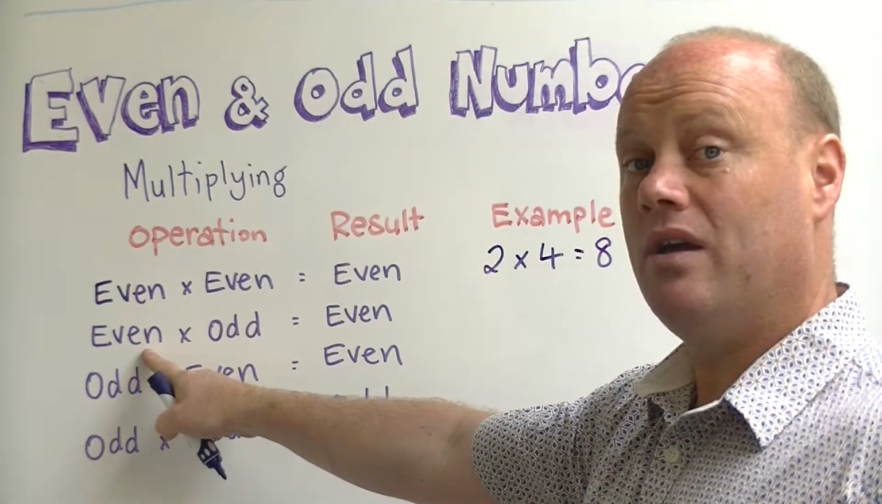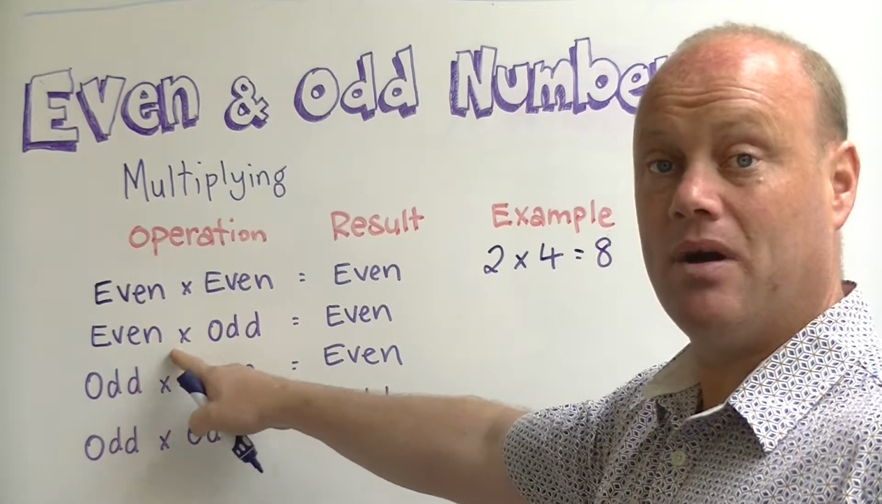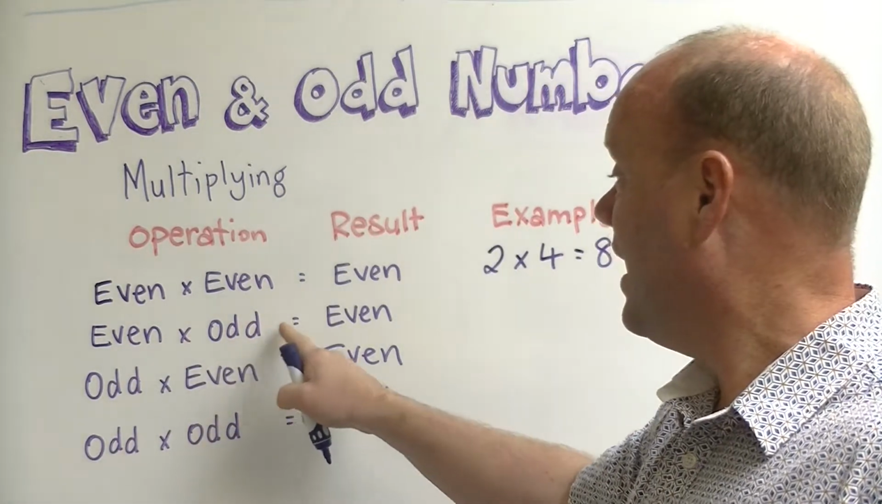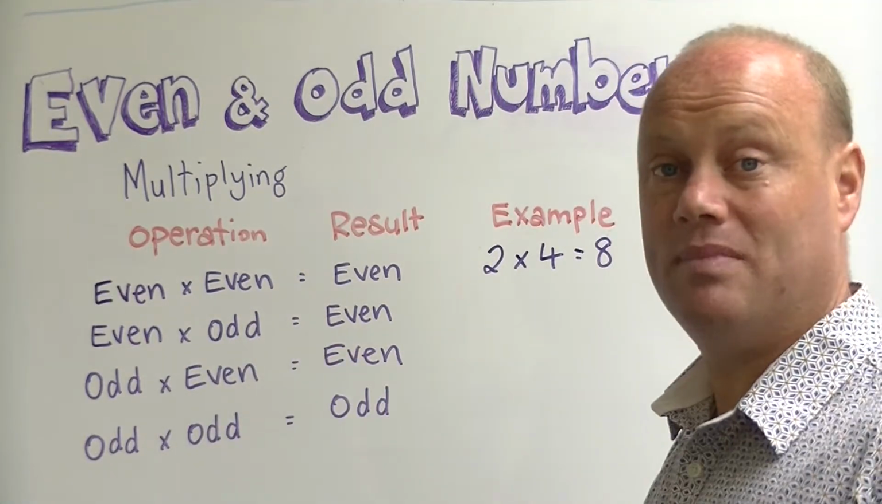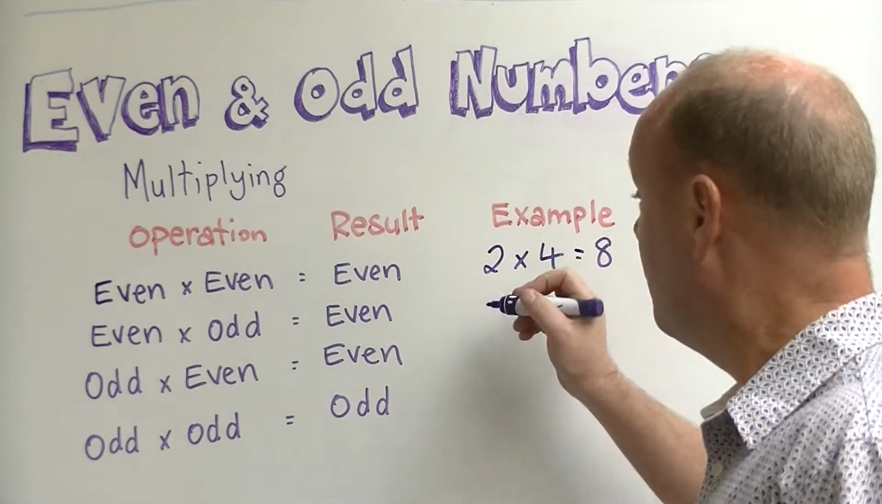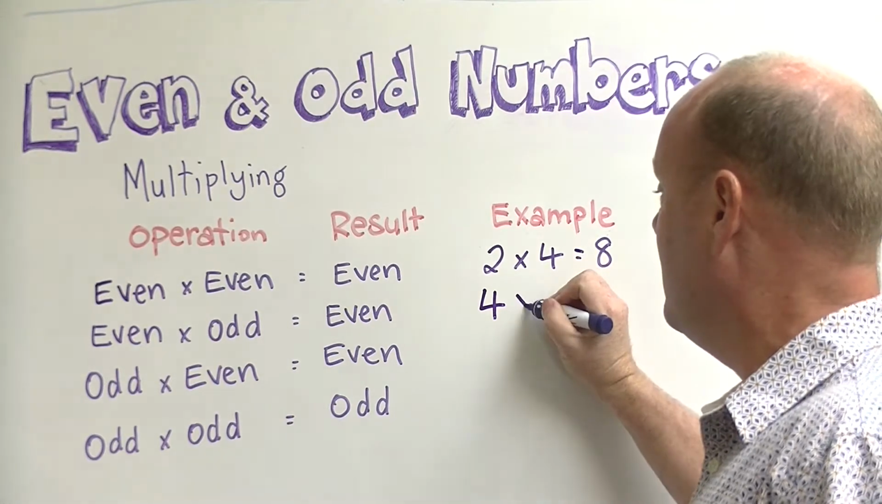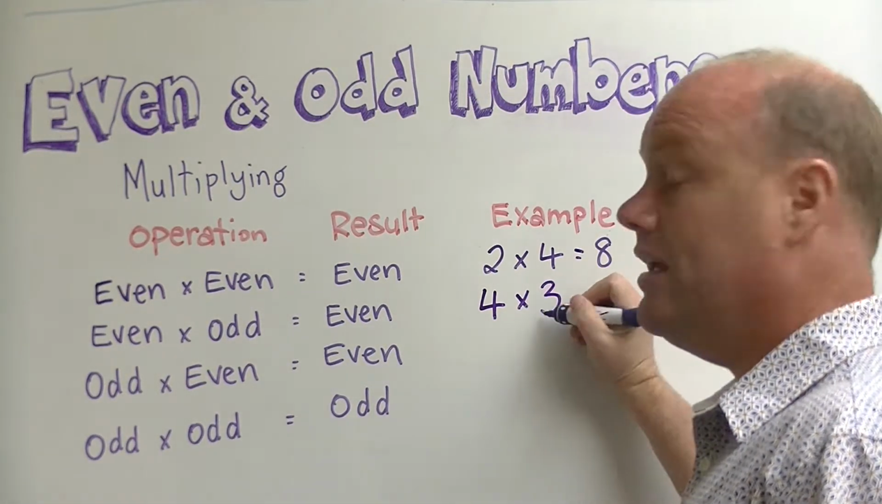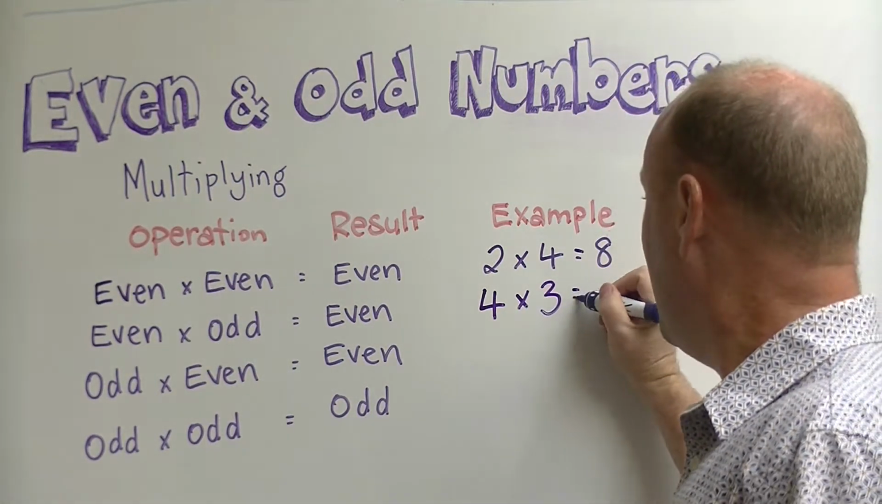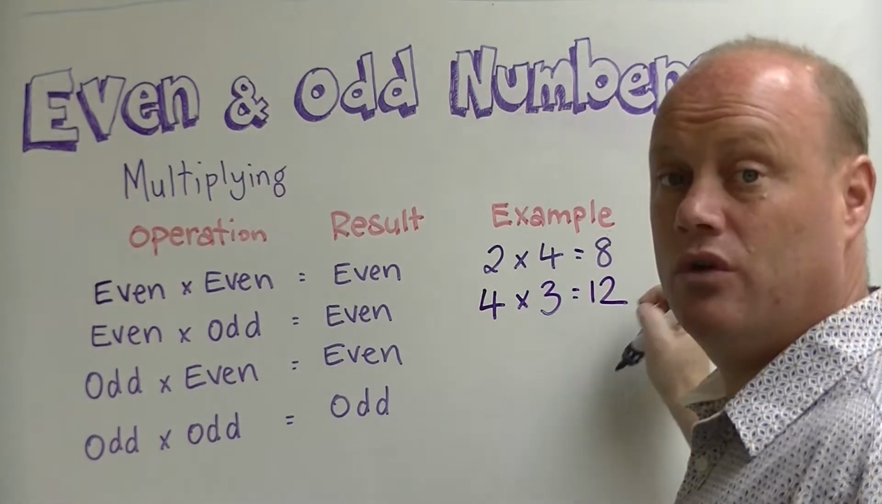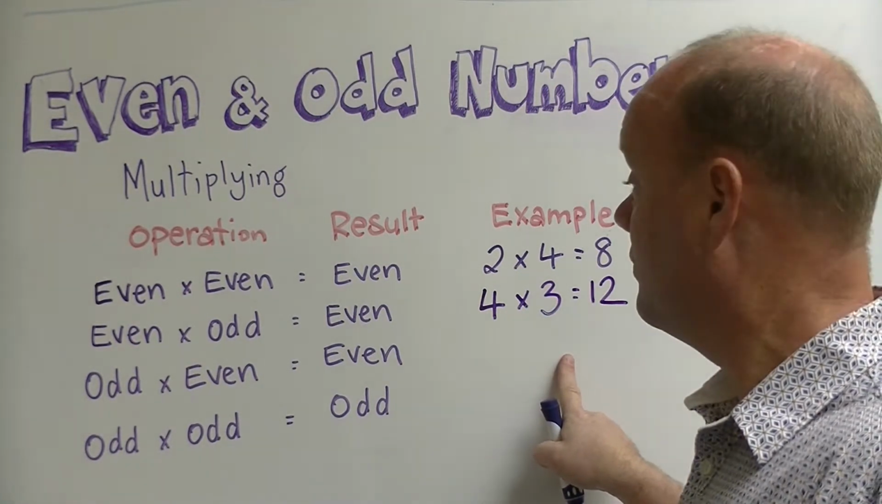Also, if I multiply an even number by an odd number, again the result will always be even. Let's have a look. If I multiply 4, which is even, by 3, which is odd, the answer is 12, which is an even number.